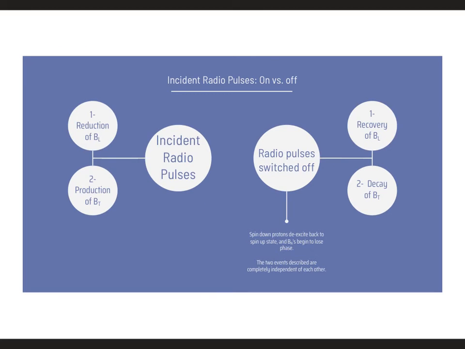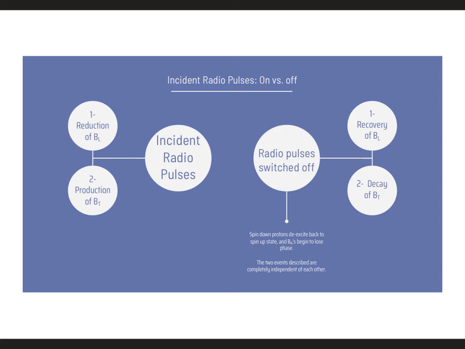Okay, so how are these results received? We have incident radio pulses, and when they're on and off, these both let us know different things. Incident radio pulses have two very important effects. The first is the reduction of BL, which is the longitudinal magnetic field, and two is the production of BT, which is the transverse magnetic field. When the radio pulses are switched off, though, the opposite happens. Spin down protons de-excite back to the spin up state, and the BN begins to lose phase. Remember, that is the decay of BT.